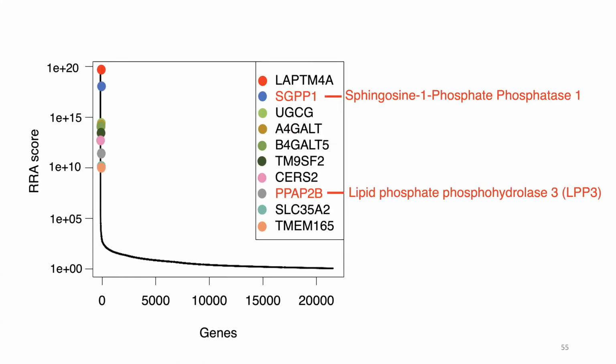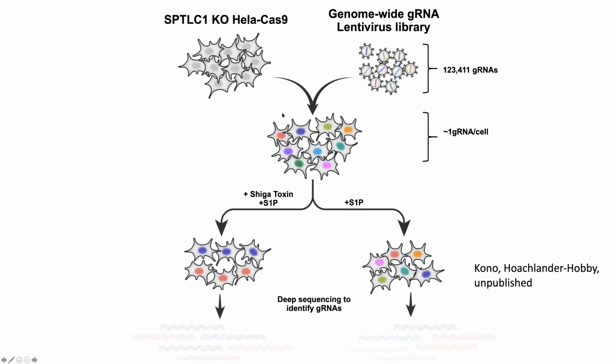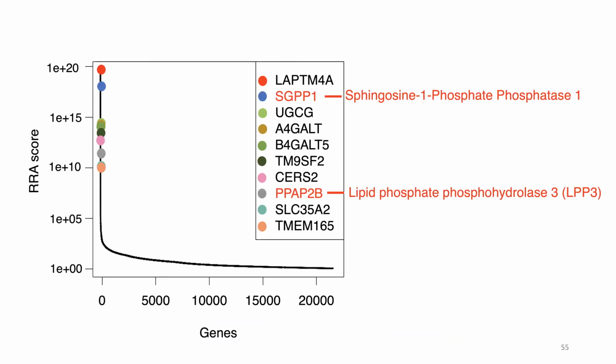So I'm just showing the S1P screen here. The list of top genes that we saw was similar to what we saw with the initial screen of the wild type cells, including UGCG, which is the glucosylceramide synthase, the glycosyltransferases to produce GB3, and ceramide synthase. But we also saw two new genes. One was SGPP1, which is sphingosine-1-phosphate phosphatase 1, and PPAP2B, which is also known as LPP3. And this is a lipid phosphatase.